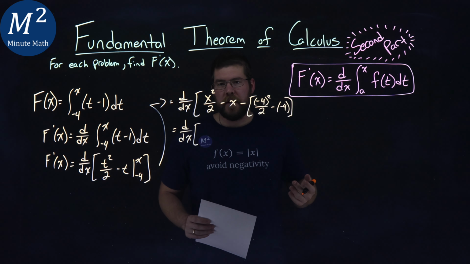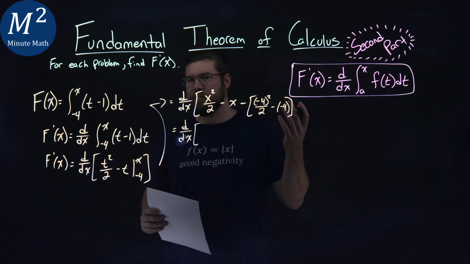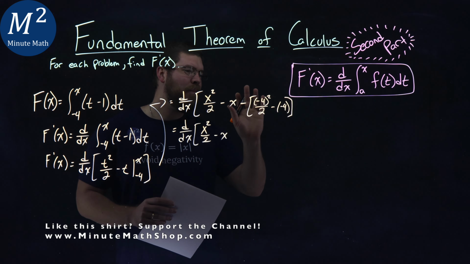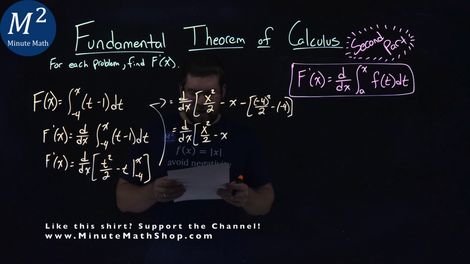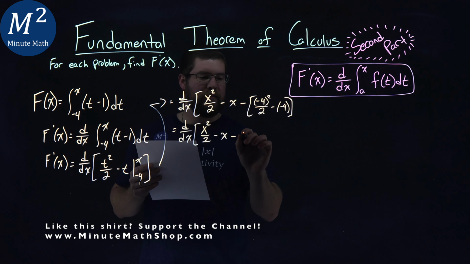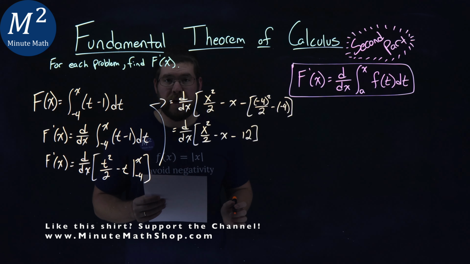So now I just want to simplify a little bit. The left-hand side stays the same, right? x squared over 2 minus x. And whenever we have a constant here, it really doesn't matter what it's going to come out to be, but it simplifies to be -12. And you'll see why in a second.